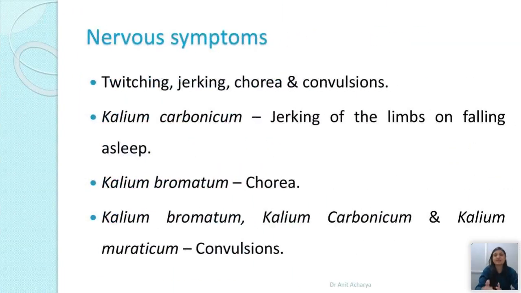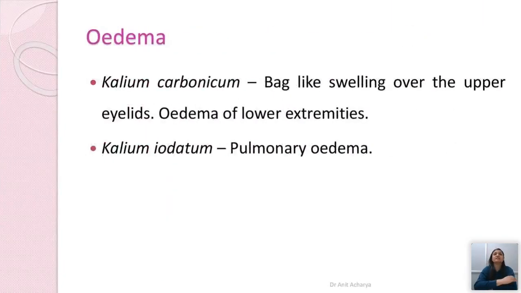In the nervous system, since Kalis are quite nervous, they get irritable very fast and it affects the nerves. So there is a chorea-like or convulsive-like state, quite evident in Kali bromatum, the chorea. But a few like Kali carb also have jerking of the limbs. Kali bromatum has fidgety hands. The rest, Kali carb and Kali muriaticum, also have convulsions. In edema, Kali carb has a bag-like swelling, a bag-like swelling over the upper eyelids. And along with that, there is Kali iodatum with pulmonary edema.